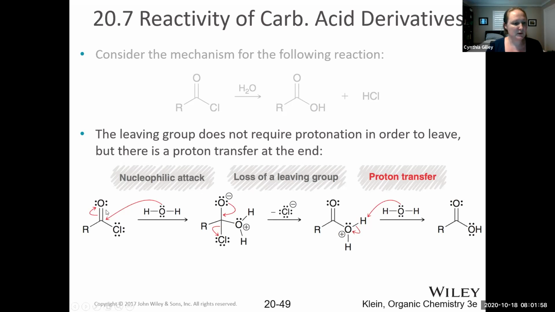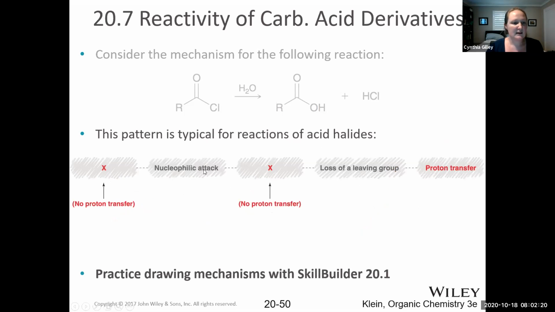So again, we don't need proton transfer initially because we're not under acidic conditions. That's when we would proton transfer to protonate the carbonyl, under acidic conditions. We don't need proton transfer prior to loss of a leaving group because we have a good leaving group, but we do need a final proton transfer in order to make the product neutral. So this pattern is typical for the reaction of acid halides. Nucleophilic attack, loss of a leaving group, followed by proton transfer. You may want to draw out the typical pattern for other functional groups as well, just to try to organize and get a handle on the different mechanisms presented in this chapter.